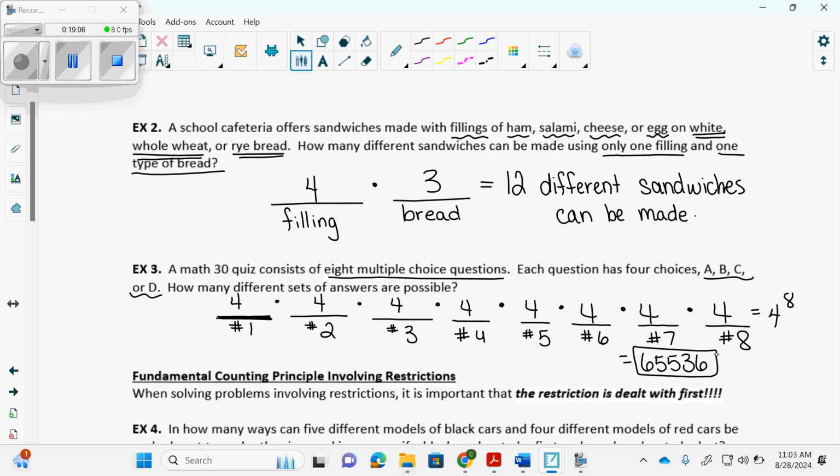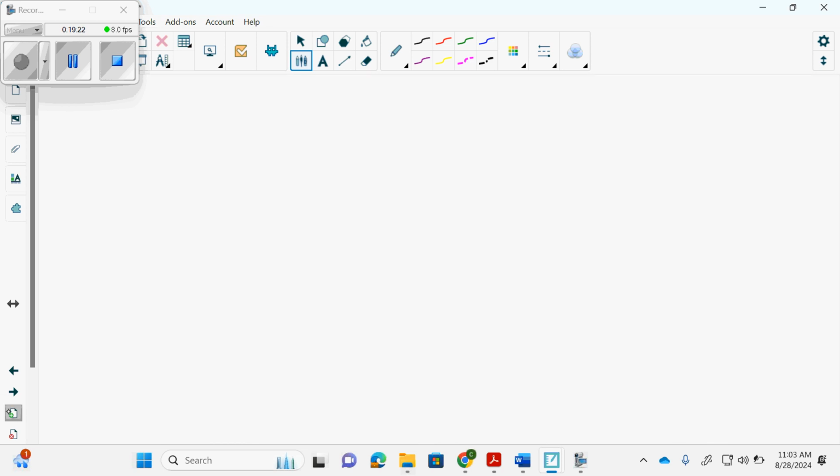Okay, how can I ask this question in a different way? You're not writing anything, you're just thinking and you're going to discuss. Okay? So, how they can ask this question in a bit of a different way is this. Mrs. Lepp has an answer key. Okay, I have an answer key on my desk.